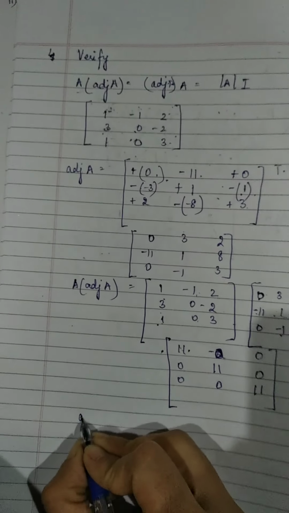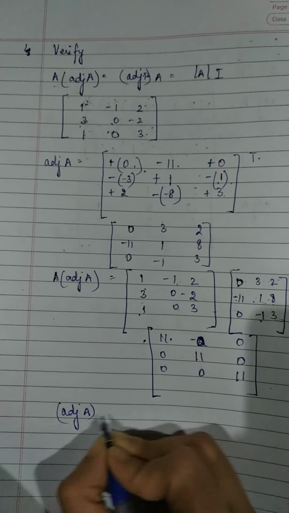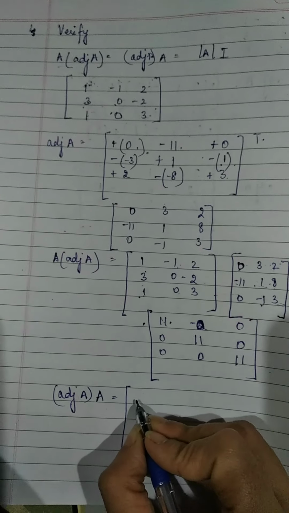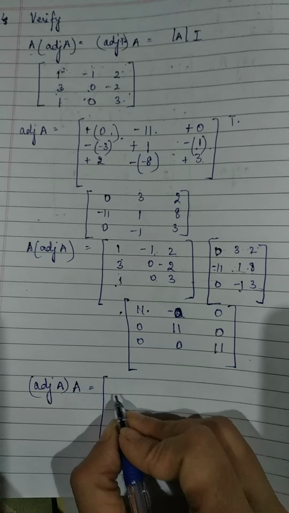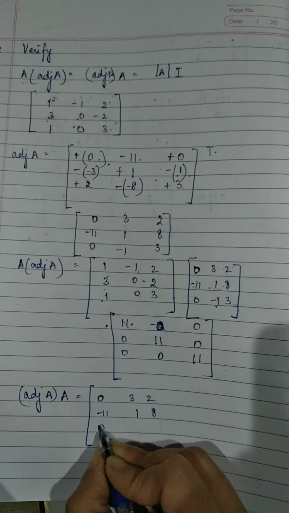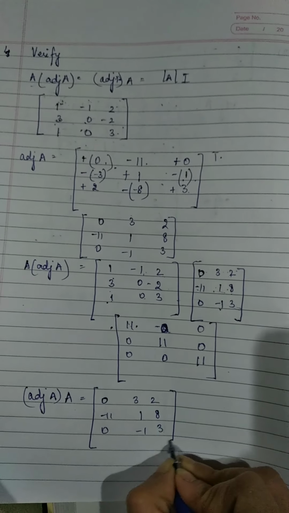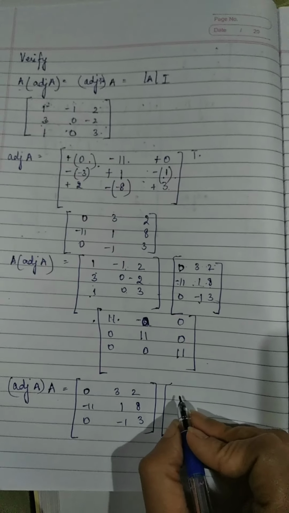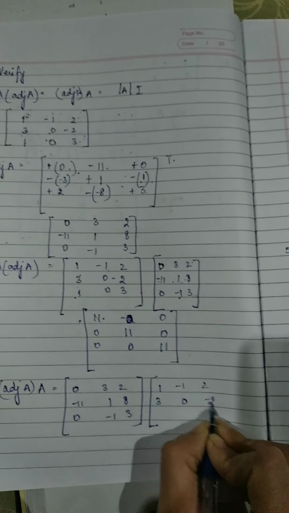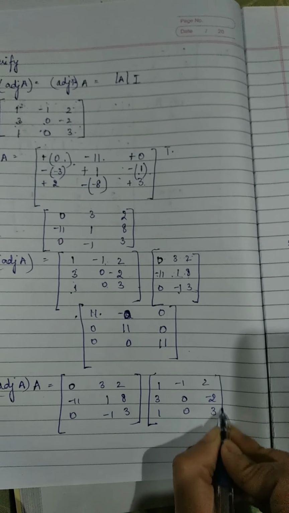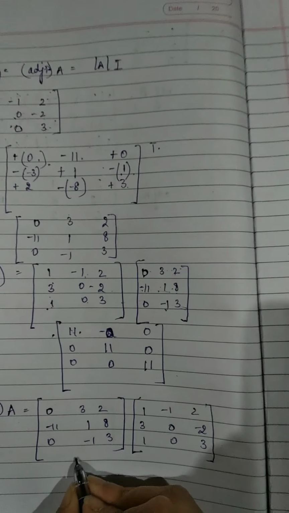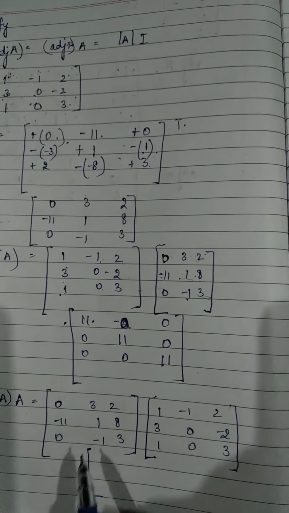Again, we'll be finding out the product in the reverse manner, adjoint of A into A. And let's see whether it comes out to be the same or not. Adjoint of A, 0, 3, 2, minus 11, 1, 8, 0, minus 1 and 3 into A. A is 1, minus 1, 2, 3, 0, minus 2, 1, 0, 3. Right. So we'll be finding out its product. Let's find it out here.